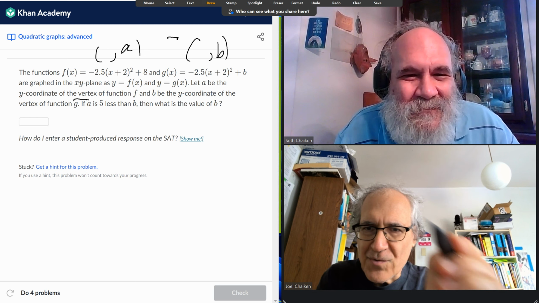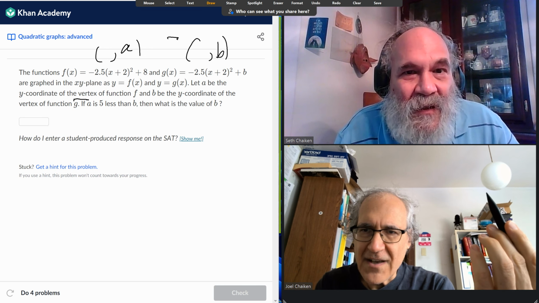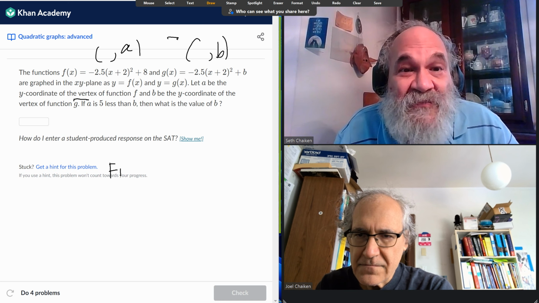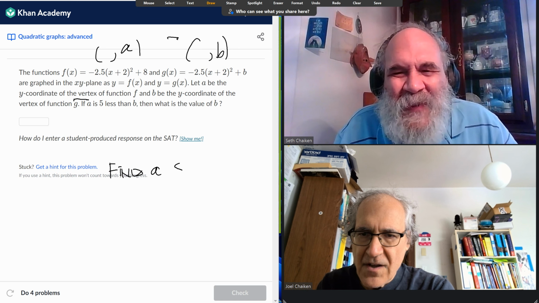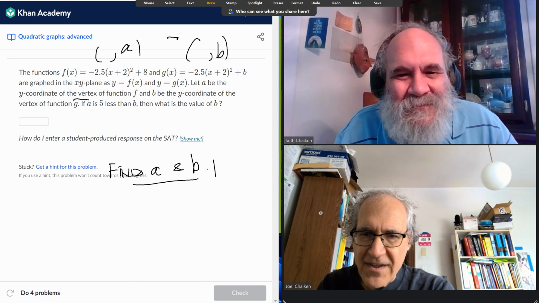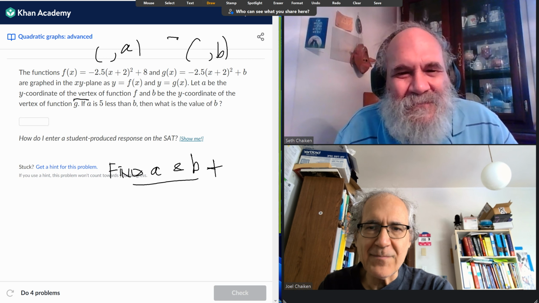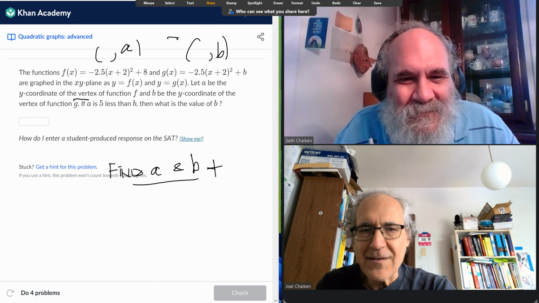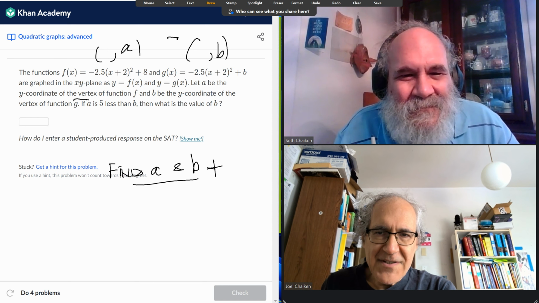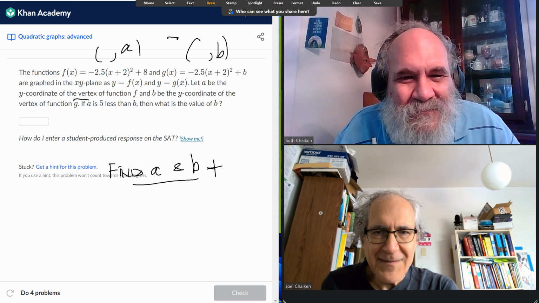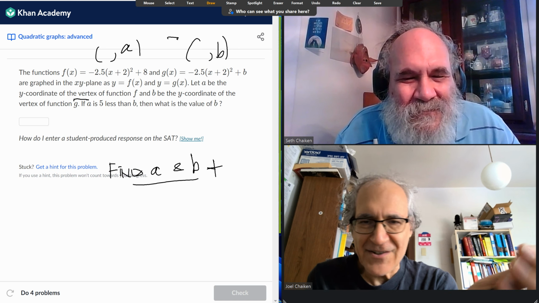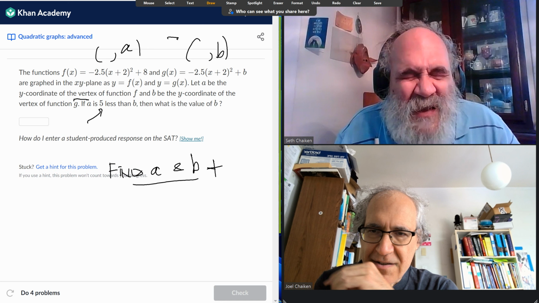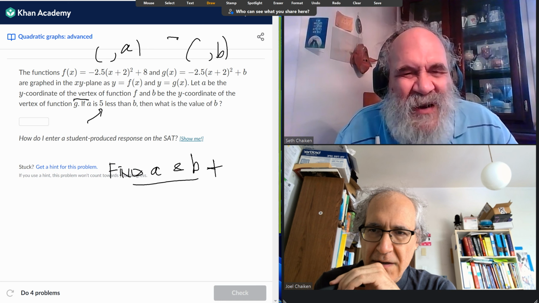Well, there may be a cute way to do this, but maybe it's just best to find A and B. I think the first step is to decide: are we going to find A and B separately, or is there some crazy trick where A and B are related by a 5? It seems like it would take too much time to figure that out. Maybe the best thing to do is just find A and B, and then plug them into the system. So it says A is the y coordinate of the vertex.